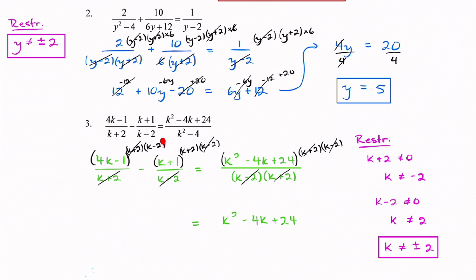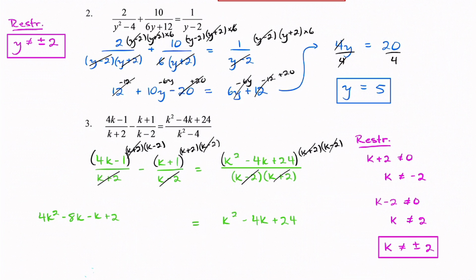On the left over here, I got 4k minus 1 times k minus 2, so we're going to have to FOIL that. We're going to have a 4k times a k. That's going to give us 4k squared. Then we're going to have a 4k times a negative 2. That's going to be negative 8k. Then we got a minus 1 times a k. So that's a minus k. And then a minus 1 times a minus 2. That's going to give me a positive 2.